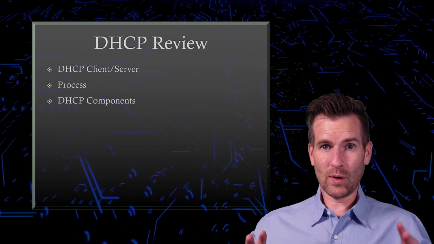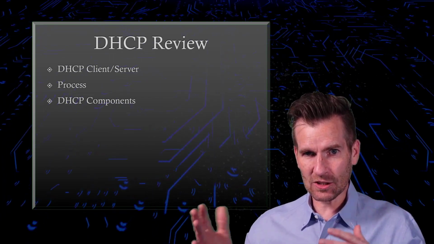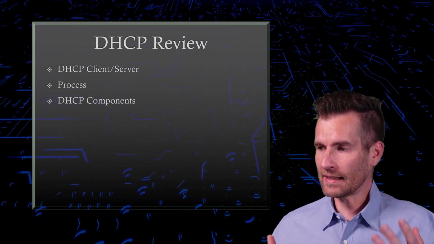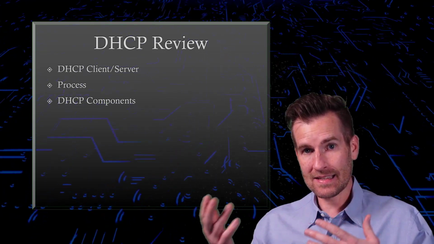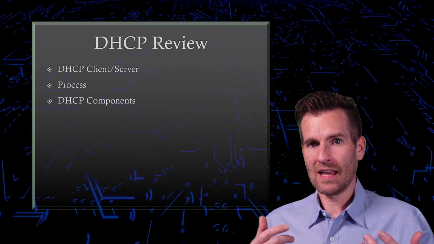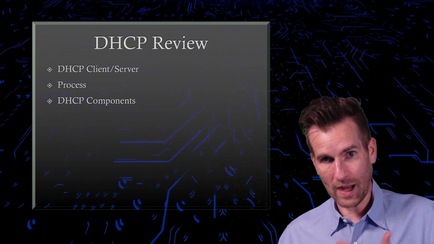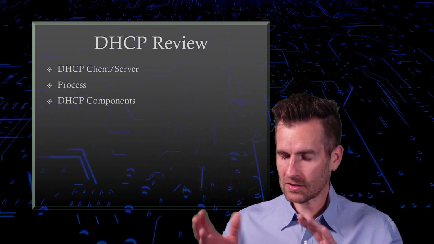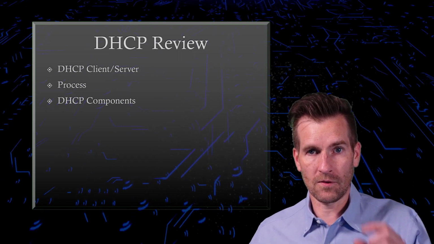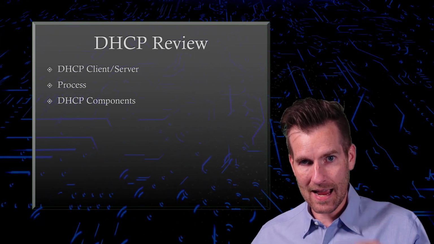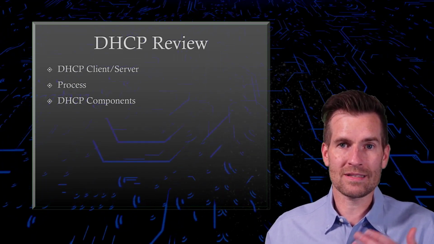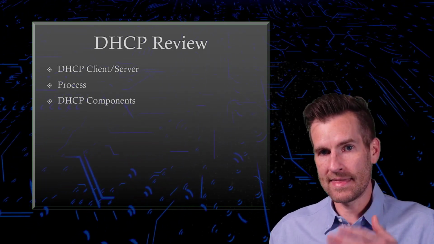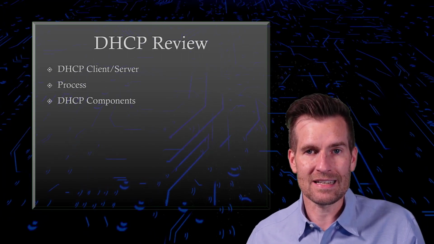Okay, that was a really quick overview. We covered that client-server relationship. We got a little bit into the process and how it sends this discovery and offer and the request and the acknowledgement. So it sends this back and forth to confirm that the machine gets an IP address that's unique in the network. And then we talked about some of the components like the scope and the lease time that goes into configuring DHCP.